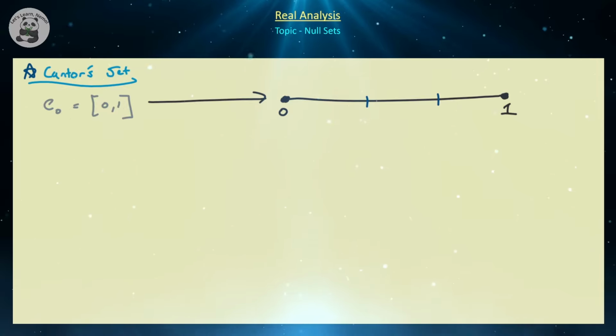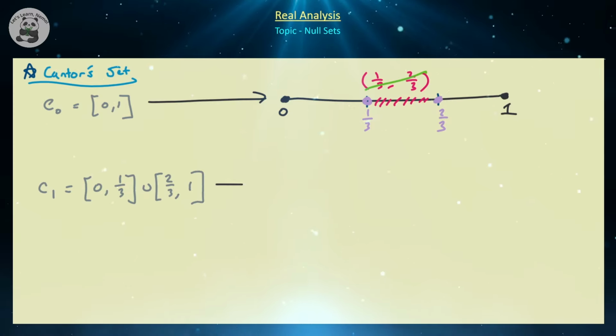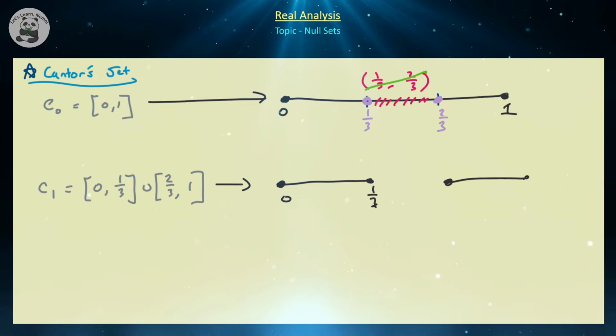We're still going to include 1/3 and 2/3 in the set, but we're going to remove everything from 1/3 to 2/3. So we're going to remove everything there. What we're left with is what we're going to define as C1. So C1 is equal to the closed interval 0 to 1/3 union 2/3 to 1. And that gives us a new set of intervals. So obviously we have 0 to 1/3, and we also have 2/3 to 1 still remaining.